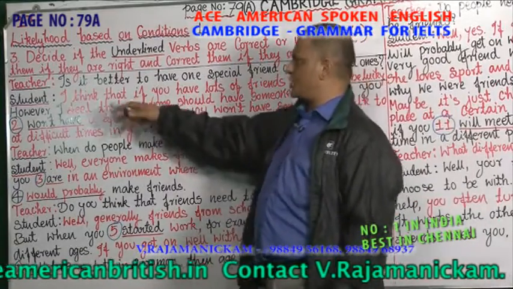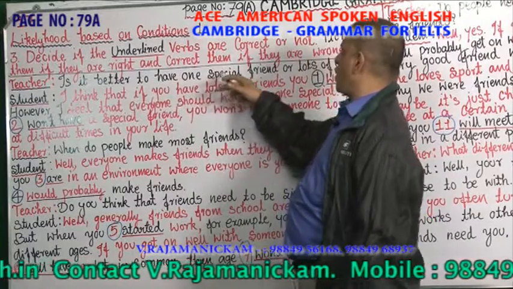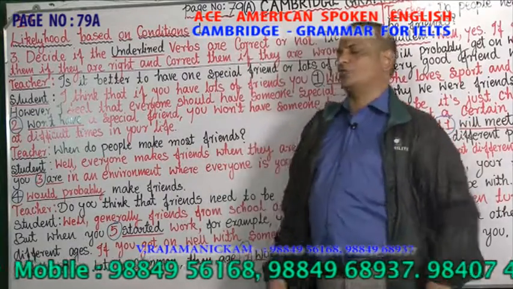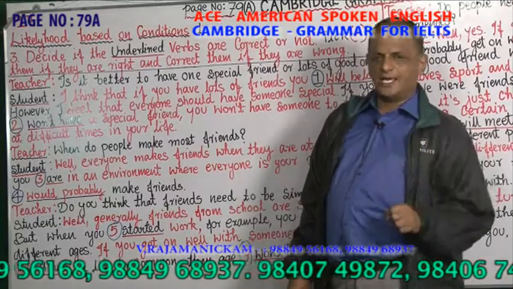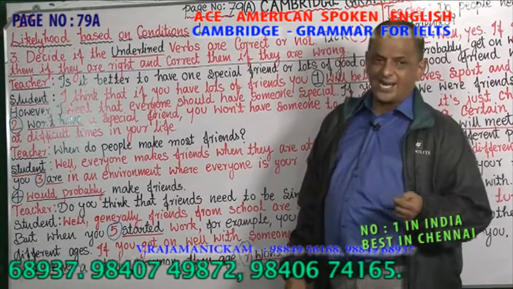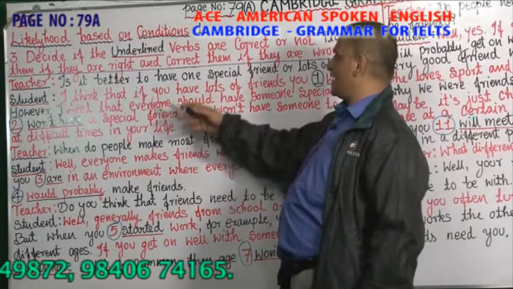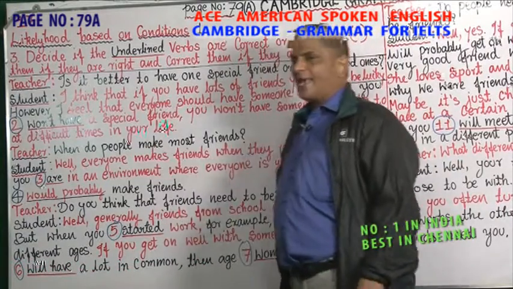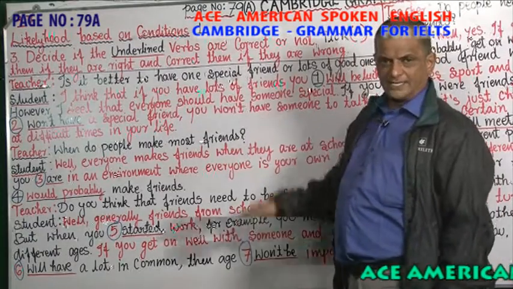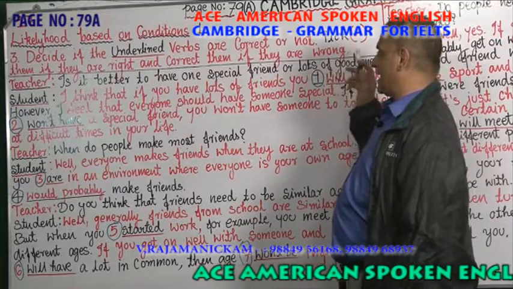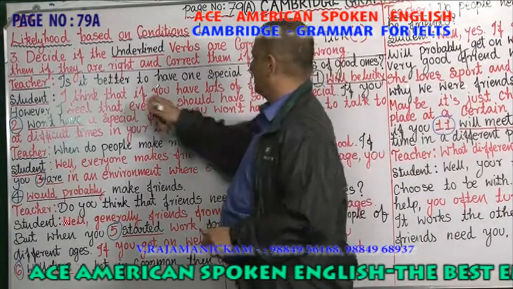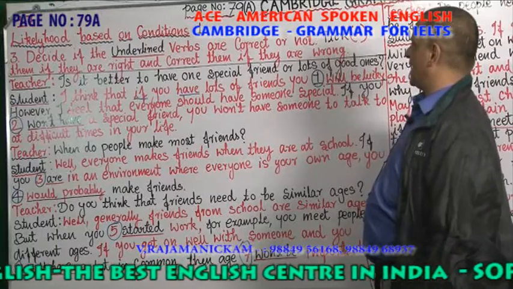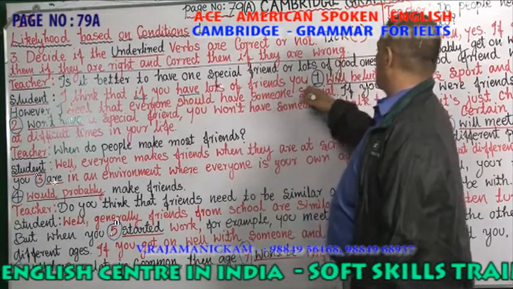Now coming here, the teacher and the student. The teacher asks, is it better to have one special friend or lots of good ones? The teacher asks the student, is it okay to have one friend, or will it be fine to have a lot of friends? And the student replies, I think that if you have lots of friends, you will be lucky. Is it correct? See here, if is there. However, I feel that everyone should have someone special.